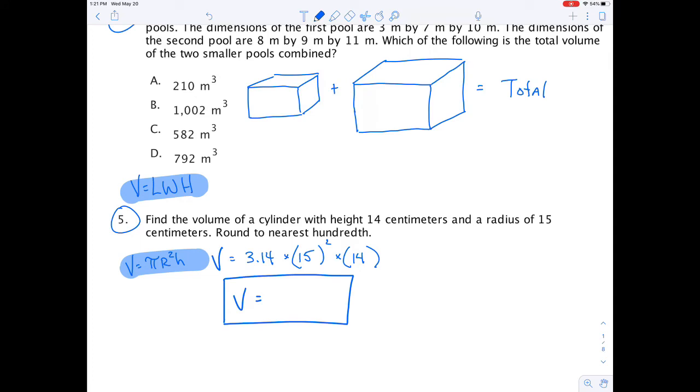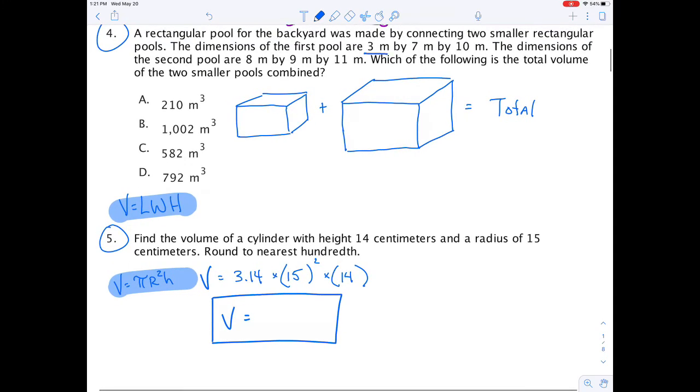We have two pools. The first pool tells us it's 3 meters by 7 meters by 10 meters. So I'm going to put a 3, a 7, and a 10. And if you mix up where the 3, the 7, and the 10 go, it doesn't make any difference because the formula is just 3 times 7 times 10. So if we were just finding the first shape, 3 times 7 is 21, times 10 is 210, and this is in meters, so meters cubed.